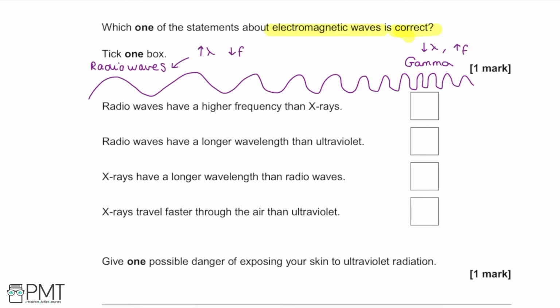So now I can look down the boxes again and I can see that here in the second box we have that radio waves have a longer wavelength. They've got the highest wavelength out of the electromagnetic spectrum. So they have a longer wavelength than ultraviolet light, which is going to be somewhere around here, just between visible light and X-rays, which is going to be obviously a much shorter wavelength. So we can go ahead and tick the second box here.